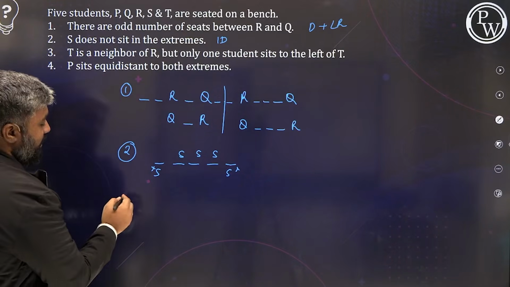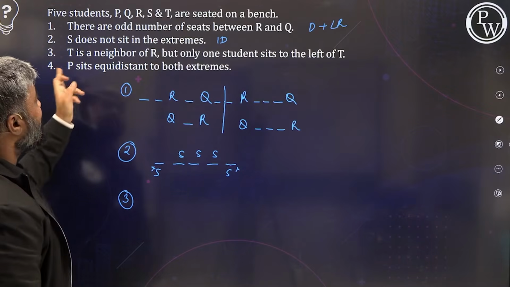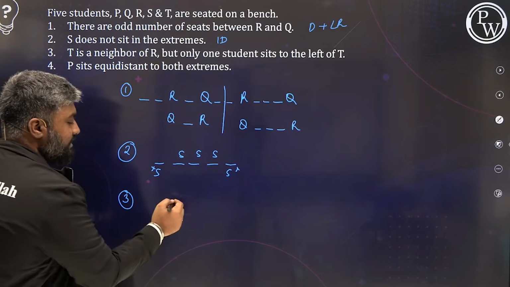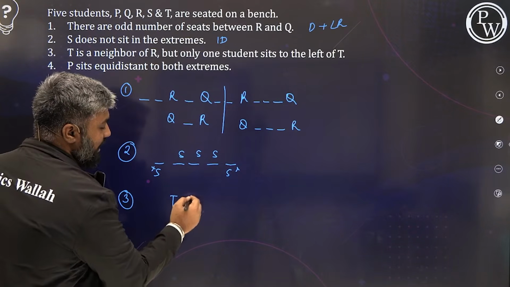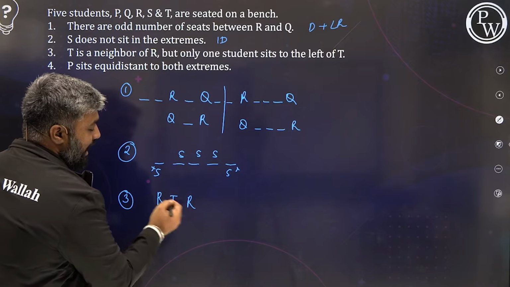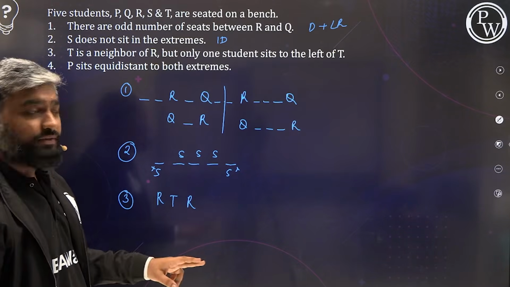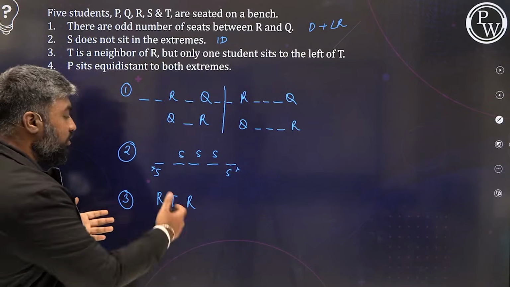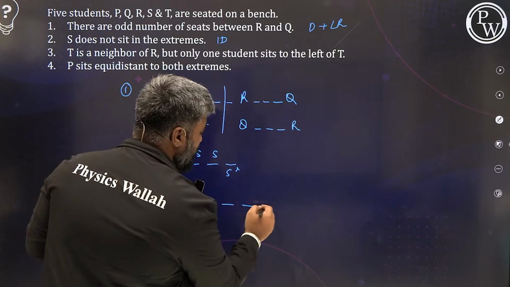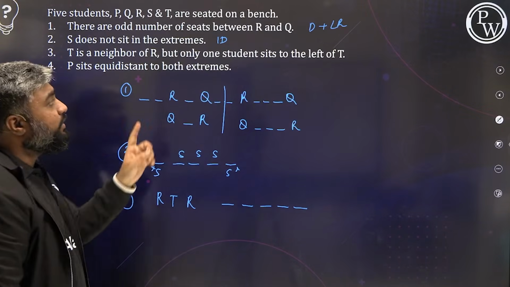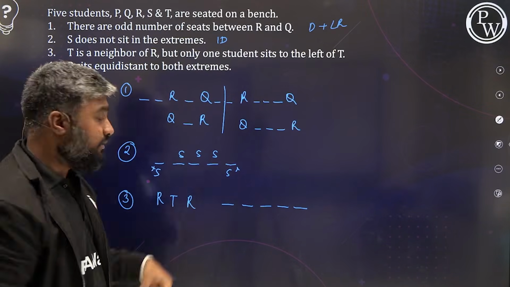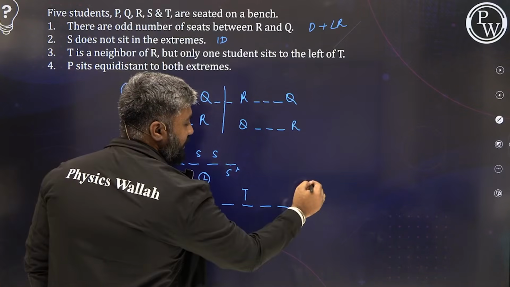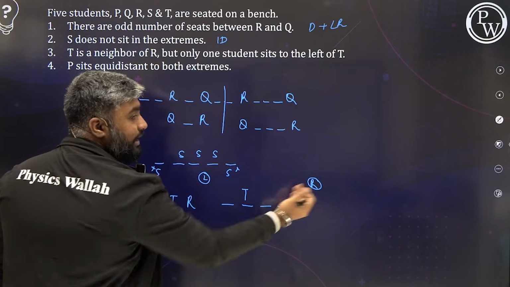Let's look at the third one, okay? What is the third clue saying? T is a neighbor of R. Neighbor means sitting next to. So if T is a neighbor of R, it could be like this, T and R here, or R and T here, right? It could be both of these things, but only one student sits to the left of T. Again, both of these could work. For example, 1, 2, 3, 4, 5, right? When they say only one student sits to the left of T, what is happening? There is T here. This is T's left, this would be T's right, correct? This is the left of T, this is the right of T.